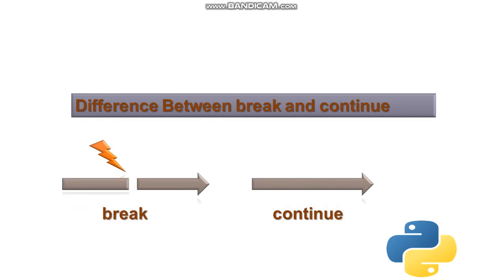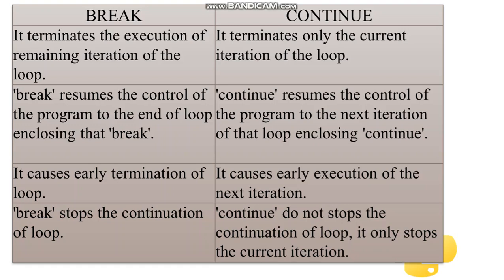What is the difference between break and continue? Break terminates the execution of the remaining iterations of the loop. So when break comes, it will not return control to the starting of the loop. It will break all my iterations. It will skip all the remaining iterations. Continue terminates only the current iteration of the loop. Break resumes the control of the program to the end of the loop enclosing that break. So break will resume my control to the end of the program. It will skip the whole loop.